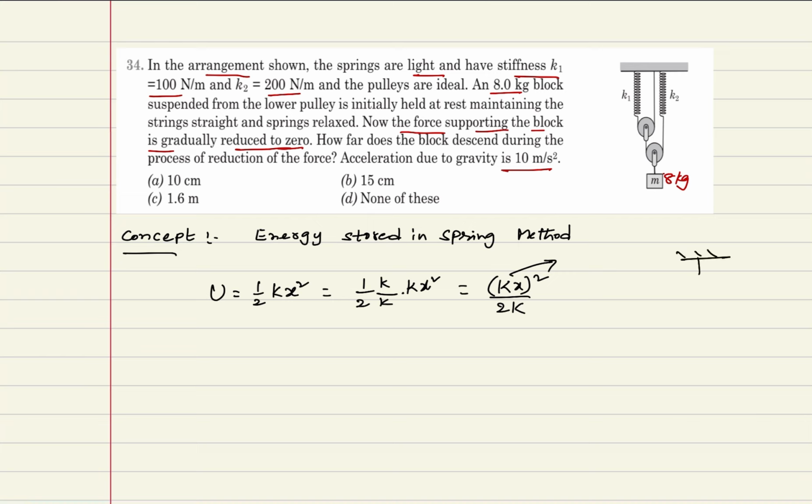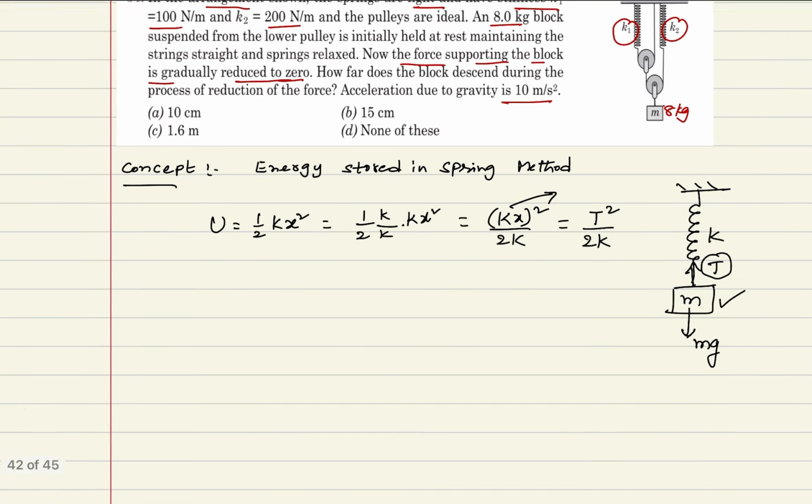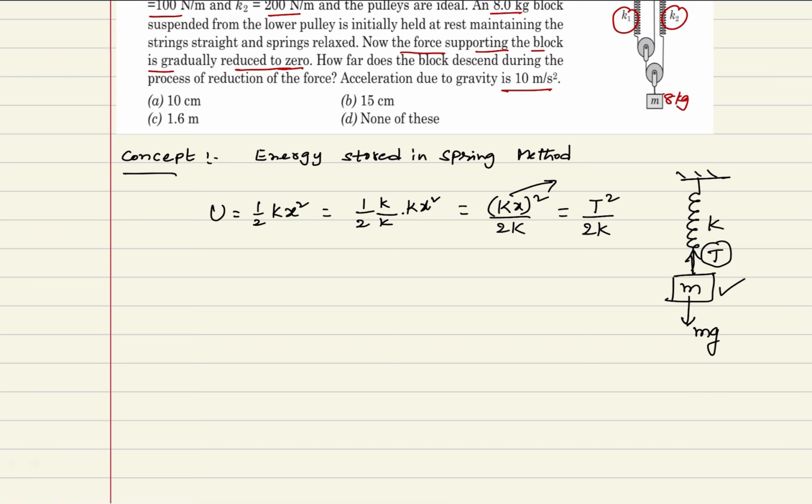Suppose there is a spring having spring constant k connected to a block of mass m, the tension in the spring is T, and the weight of the body is mg. Now this T value I am taking as kx, so the energy is T square divided by 2k. Suppose there are multiple springs like this, K1, K2, different springs connected to pulleys and connected to a single block. In that case, we can use this energy method to solve the problem.